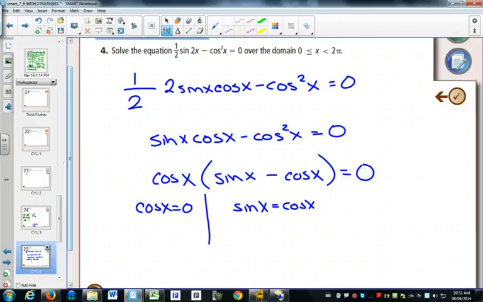If I rearrange this by dividing by cos, this side will become 1, and this is tan.